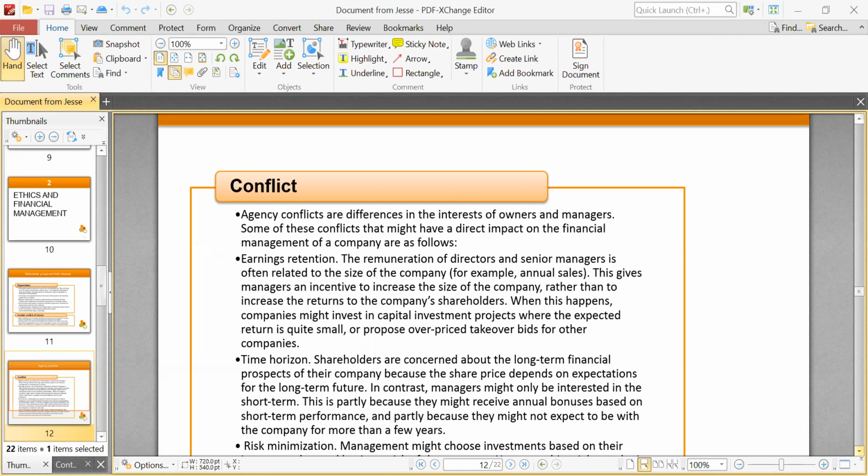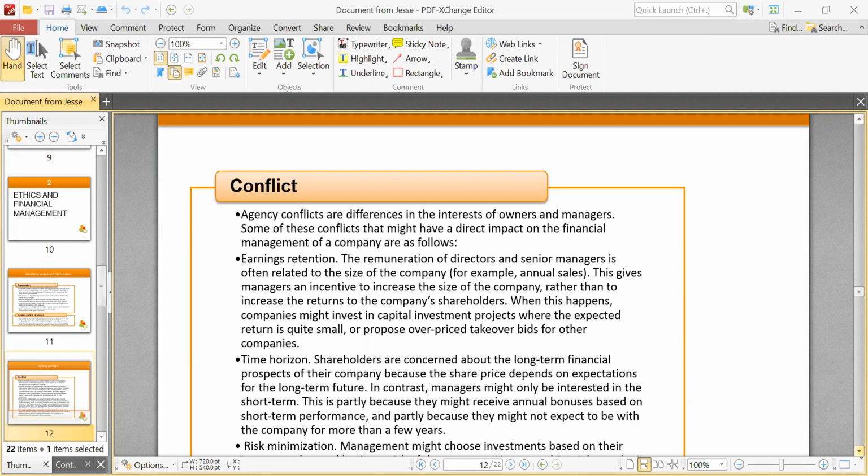Because there's a conflict between these two parties, it creates some form of conflict. Very, very important. And because of this conflict, managers also do things that favor them rather than favor the organization as a whole.